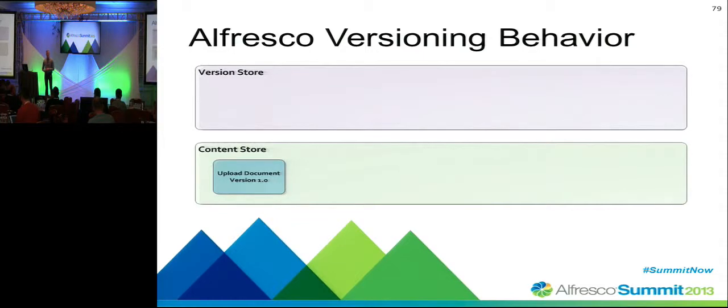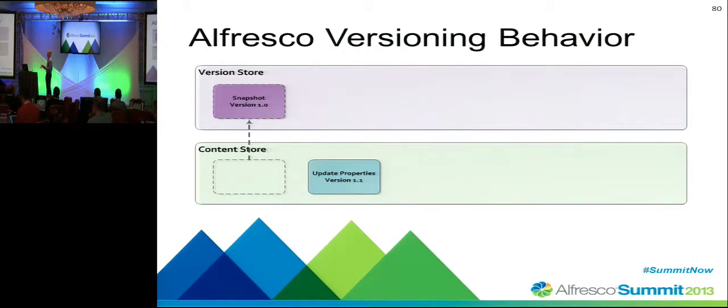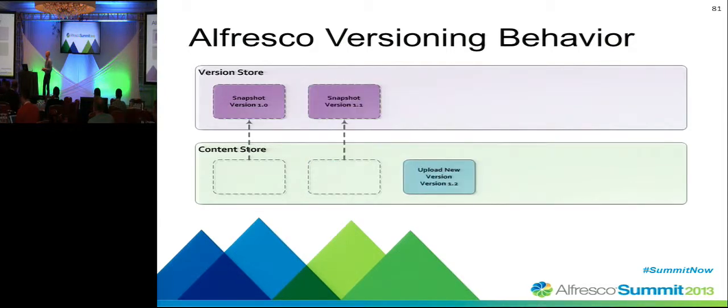So I have a little diagram to walk through how versioning works. If I upload a new document, immediately when I apply the versionable aspect, it takes the first snapshot and throws the snapshot into the version store. From there, any time that I update properties or content, a new snapshot is taken.